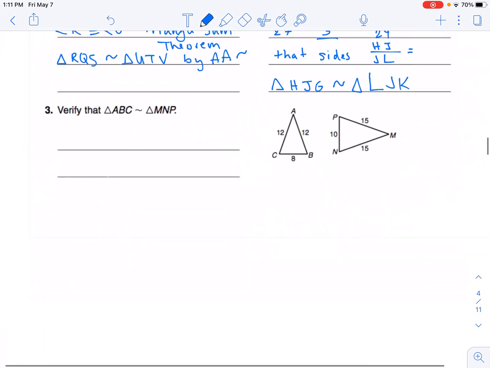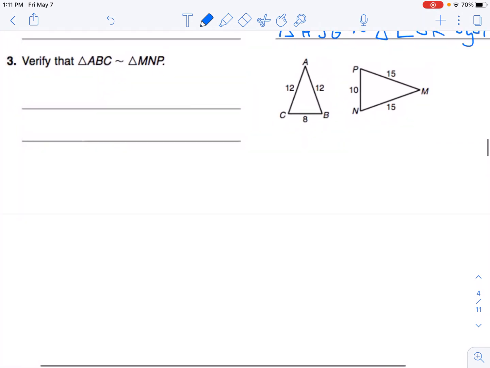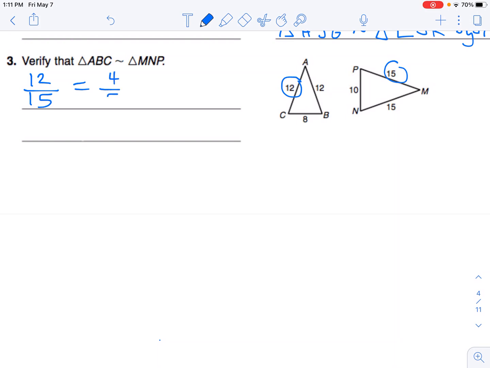Okay, and this last one on this page says verify that these are similar. If these are similar and we don't know any angles, then we're going to be using side-side-side. And to do that, we're going to write 3 different ratios. 12 is the biggest number in this triangle, so I'm going to match 12 up with the biggest number in the other triangle and reduce it. 12 over 15 can be reduced by 3, so 4/5. And I can do the same thing with 12 over 15. And lastly, 8 over 10.